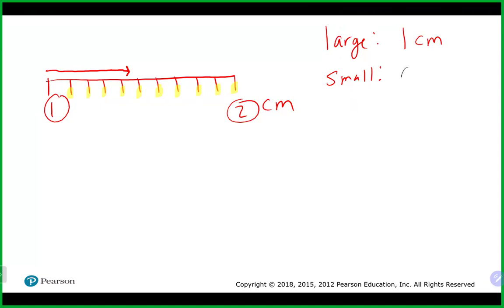It is 0.1 centimeters. By the way, you could get that by simply dividing the large marking by 10 small markings, right? Gives you 0.1, yeah? So that means that this marking right here is 1.1, 1.2, 1.3, 1.4, 1.5, 1.6, 1.7, 1.8, 1.9, and then obviously we go to 2 next to it. Any questions on that so far?